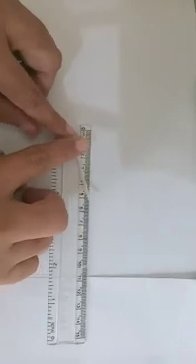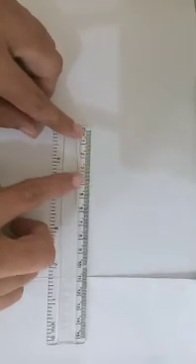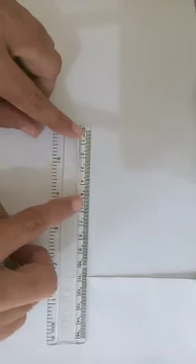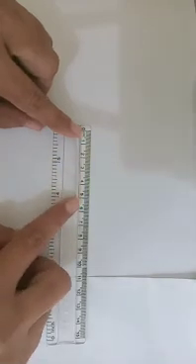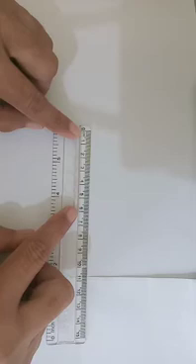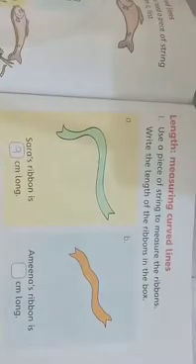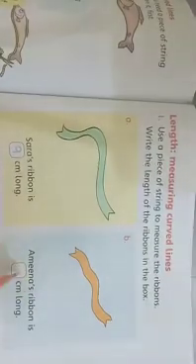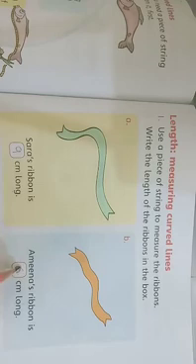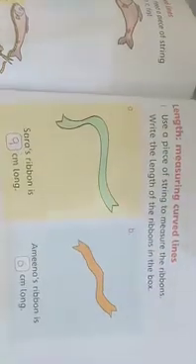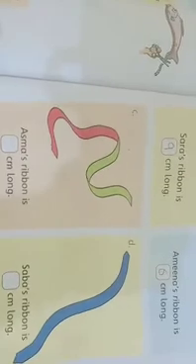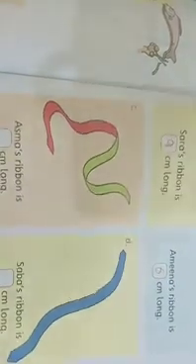I am starting from here and we will go till, look at here, what is written here? 6 is written here. So the length of this ribbon is 6 cm, 6 centimeter long. So we can say Amina's ribbon is 6 cm long. Let's measure the next ribbon. This is Asma's ribbon, dash cm long.